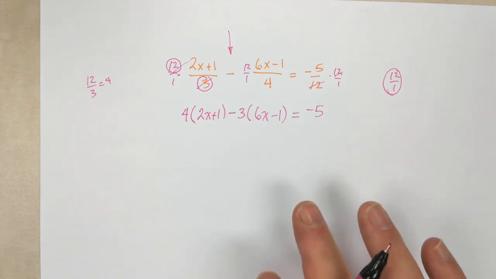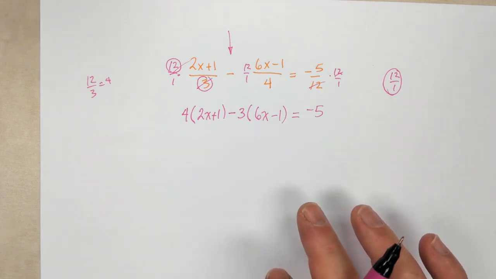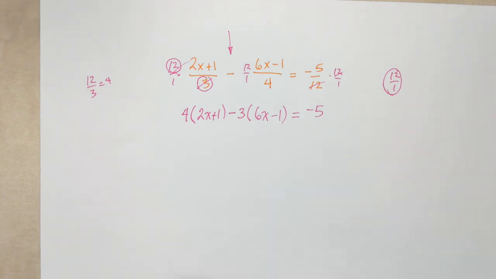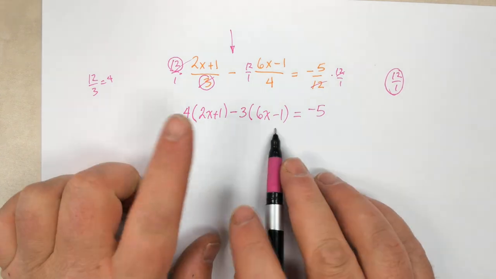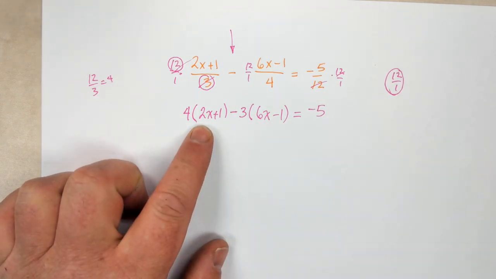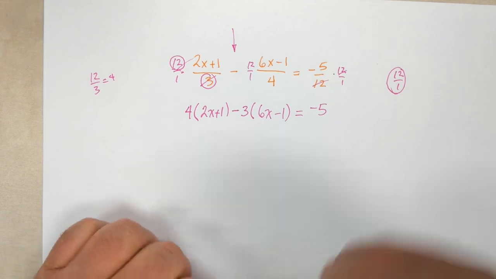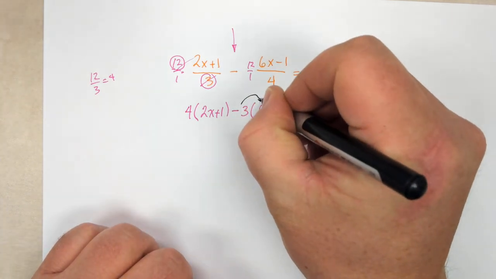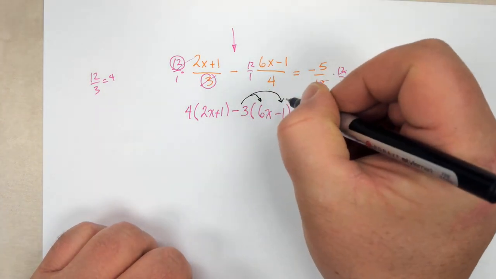Now I think you know how to do this one too. It's a little different looking than the ones we did earlier, but I think you can handle it because you have to get these parentheses gone. So to do that, you distribute, right? But just be careful because here you're multiplying by a negative.